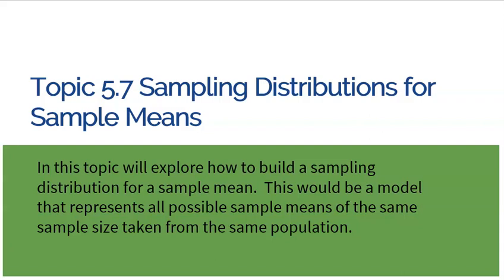In this topic, we will explore how to build a sampling distribution for a sample mean. This would be a model that represents all possible sample means of the same sample size taken from the same population. So the idea is this: if we take a sample of data out of a population, we can get a mean from that sample. But we could take another sample out and get another mean. We could take another sample out and get another mean. As long as all of our sample sizes are the same and we were taking them from the same population, we could build a sampling distribution to show us what all of these different possible sample means could look like.